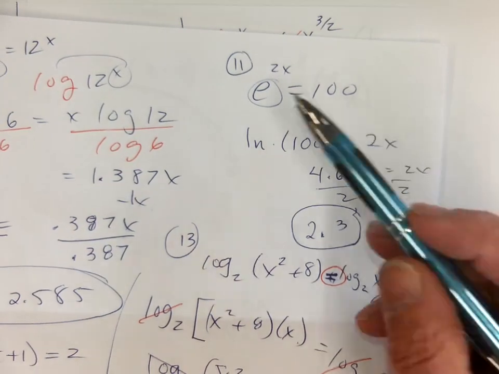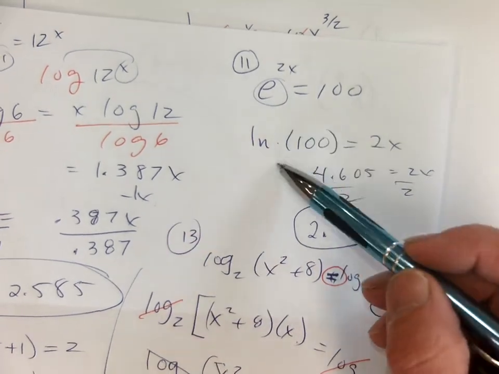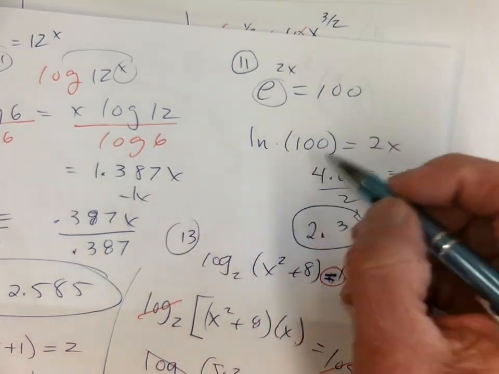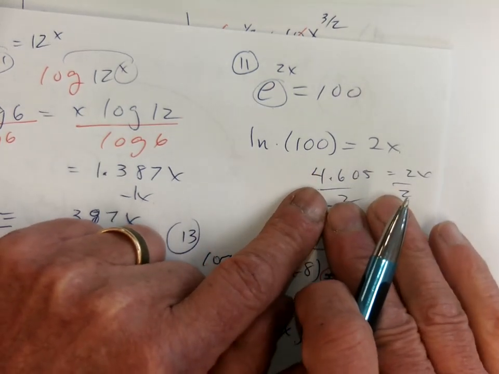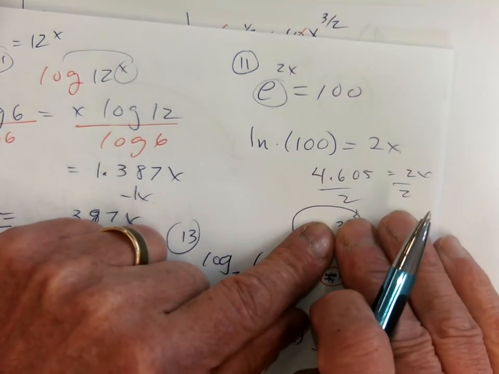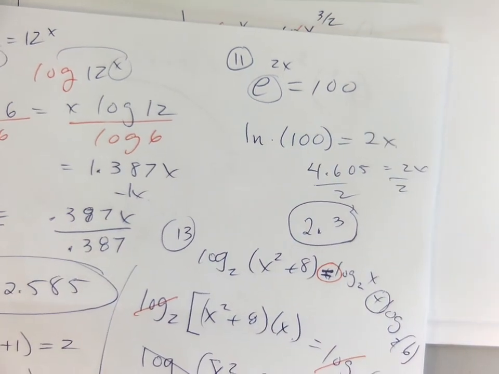11, I just changed the log form because I saw e, so I went natural log, or log base e of 100 equals 2x. I found out the natural log of 100 was 4.605. I divided by 2, and I got about a 2.3.